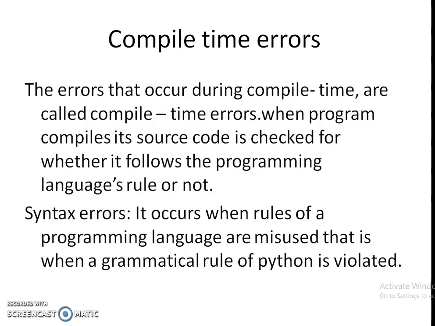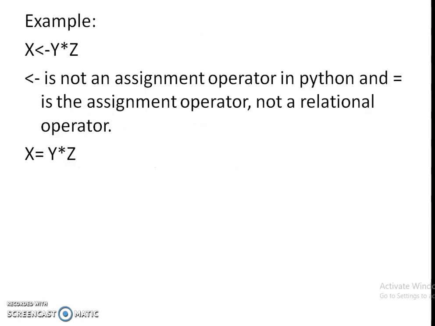Okay, it occurs when the rules of a programming language are misused. That is, when a grammatical rule of Python is violated. See the example: x < - y * z. See the expression. Is it a correct one?